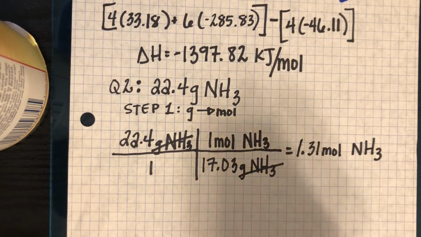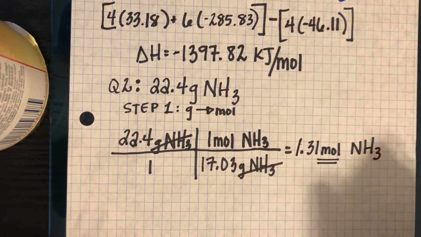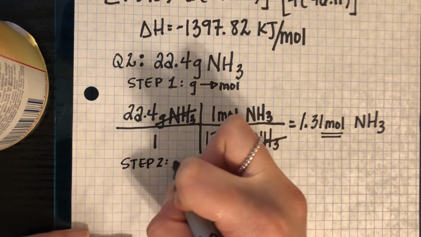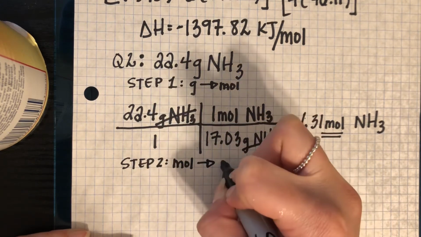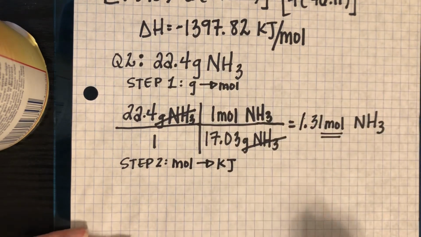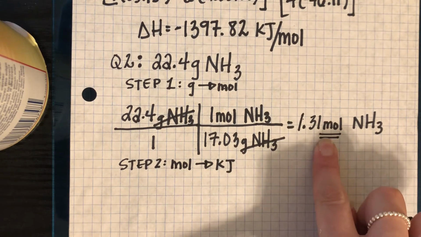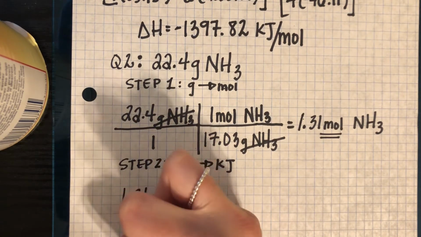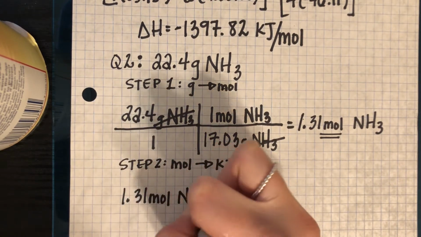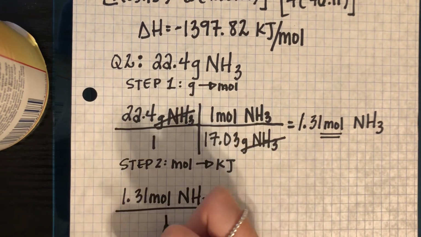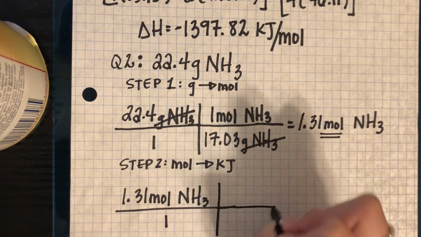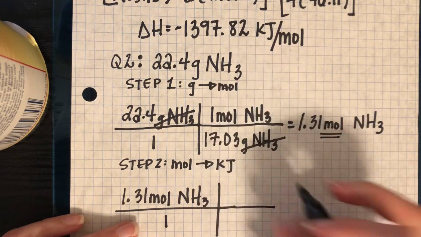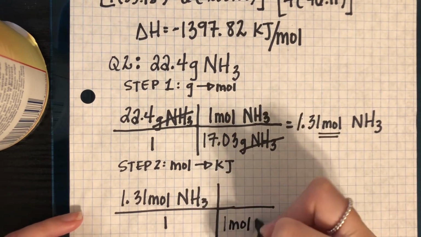Now step 2: it says how much heat? Moles is not heat, so we have to go from moles to heat, and that's kilojoules. I'm going to use this number because this is our known value, 1.31 moles. Now I want to get rid of moles. As you remember up here, it's kilojoules per 1 mole. So we want to get rid of moles. Goodbye, moles.